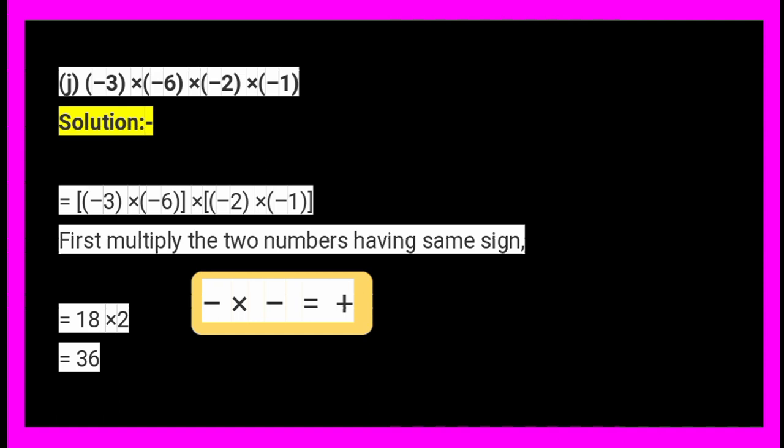Next is minus 3 multiplied by minus 6 multiplied by minus 2 multiplied by minus 1. Here we have all integers negative, and we know that whenever we multiply two negative integers we always get positive as answer. So we get this 18 as positive because 3 6s are 18, and then after 2 1s are 2, and it is also positive. Now we multiply 18 and 2. 18 2s are 36, and it is positive.